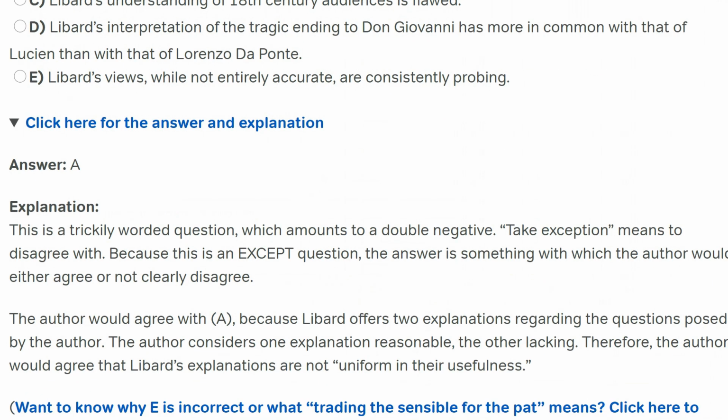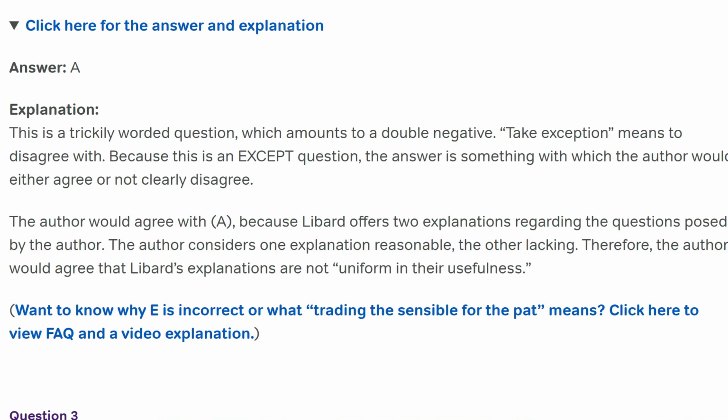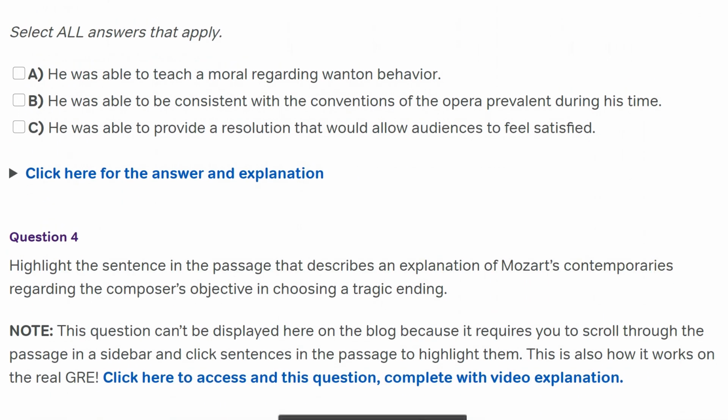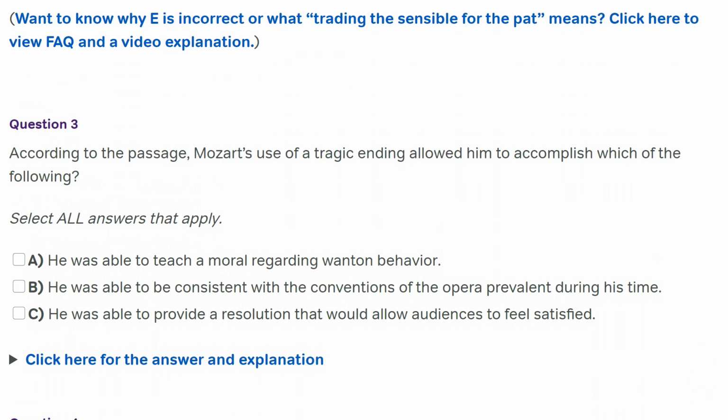Notice they kind of agreed that it was a double negative. Take exception means disagree with, but it's an accept question, so the double negative cancels, and therefore we're looking for the one that the author agrees with. But yeah, this was probably one of the hardest RC questions I've ever seen. But there we go. Let's do, I think, how many are there more? It's 2 more. Whew, it's a workout.